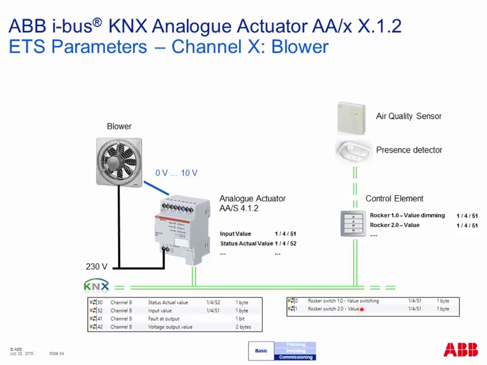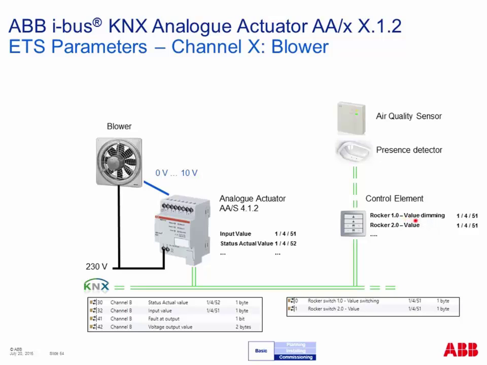At first, we need a sensor. We use here, for example, a control element with rocker 1. This is a special parameter. Maybe for some of you it is new. It is called value dimming. This is a 1 byte data point type, not our typical 4-bit dimming up and down.